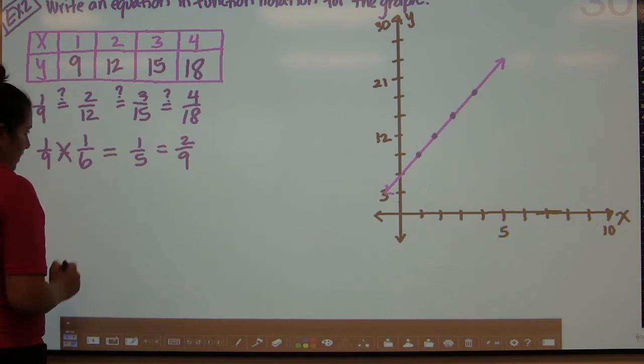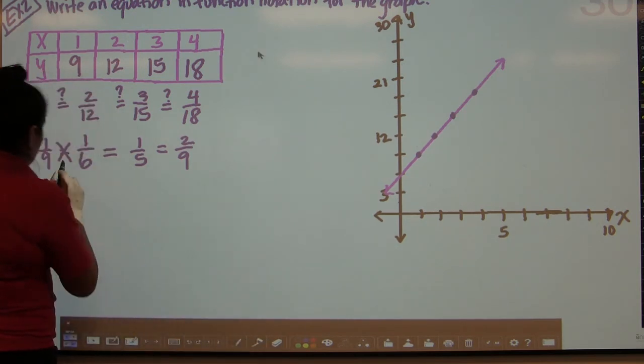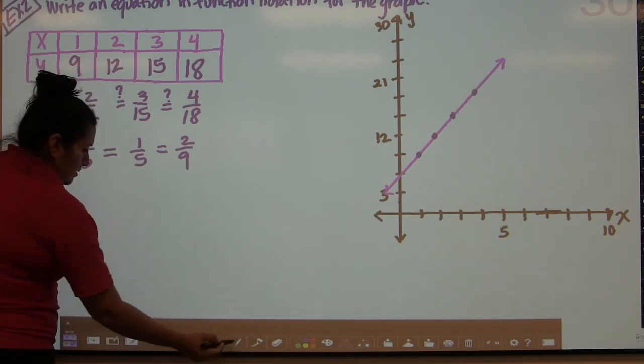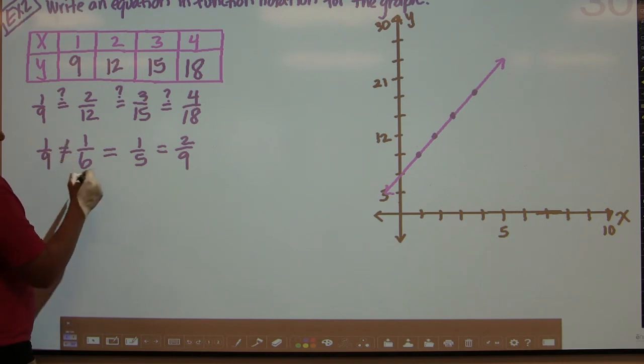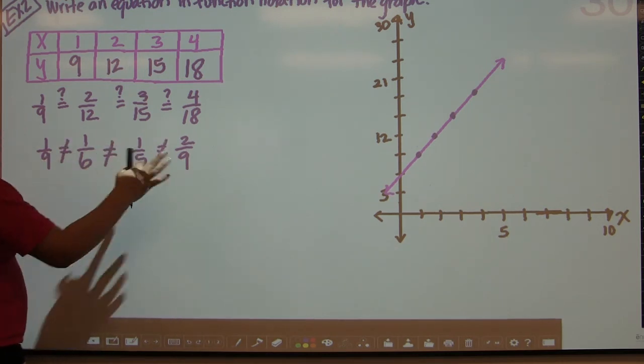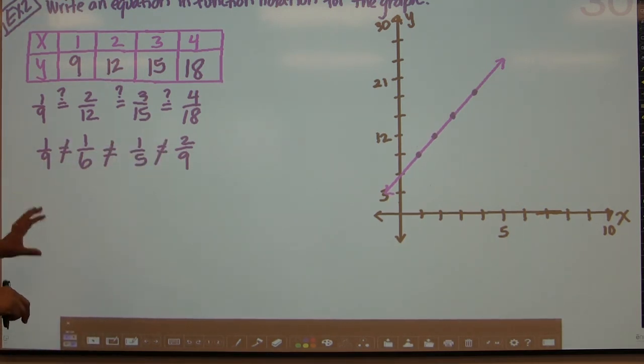So the question here remains, now that I've reduced all these fractions, none of them are the same. 1/9 does not equal 1/6, does not equal 1/5, does not equal 2/9. None of them are equal to each other. So that's how we know that it's not proportional like it was earlier.